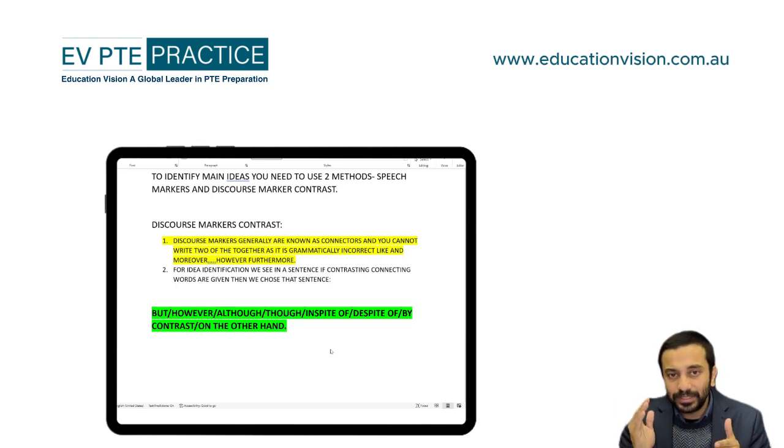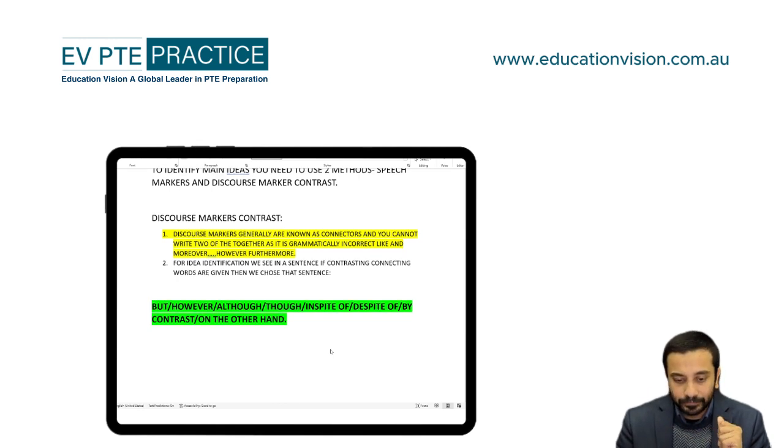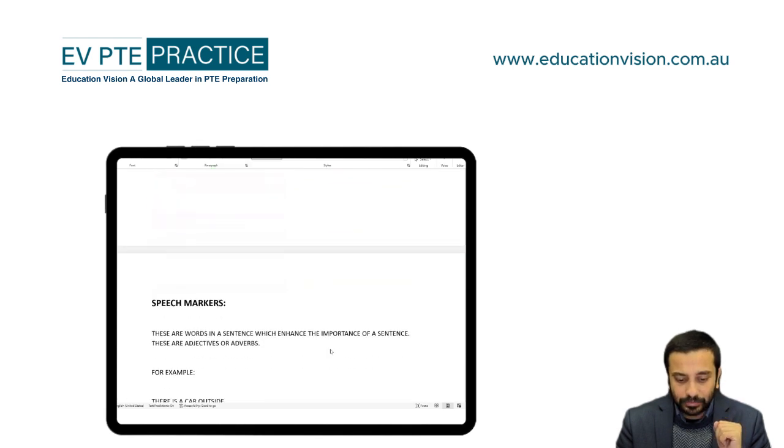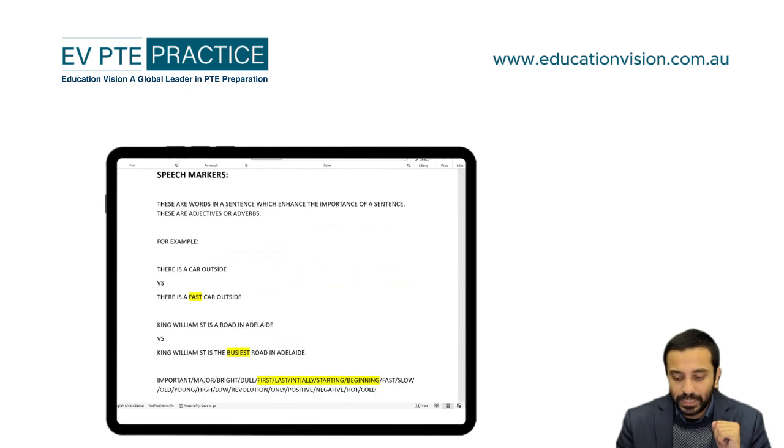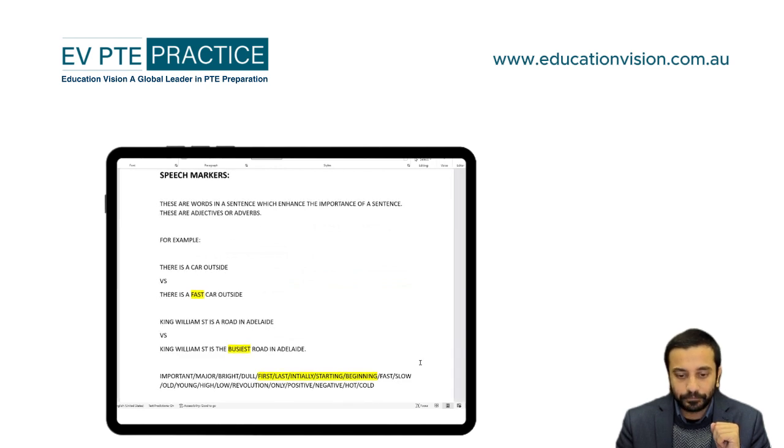So these words in green, what I have highlighted, you have to memorize them by heart and it will make your life a lot easier. This is the first way how to identify main ideas. Let us have a look at the second way. And the second way is basically known as speech markers. What are speech markers? Let us make this simple and easy to understand.